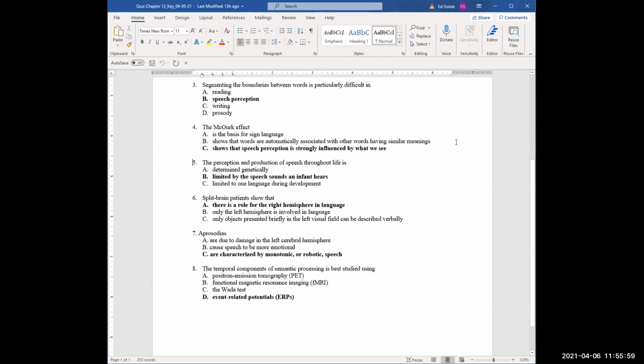Question 5, perception and production of speech through life. So that becomes fundamentally shaped by what infants hear. And this is something that you can see, especially if you're in cities where people come from lots of different places. San Antonio is not a bad example of that. We have accents. You can tell where they come from. Obviously, I'm not from Texas. I'm from the Midwest, so I have a pretty bland accent.